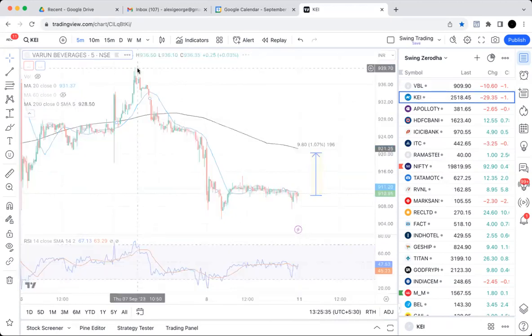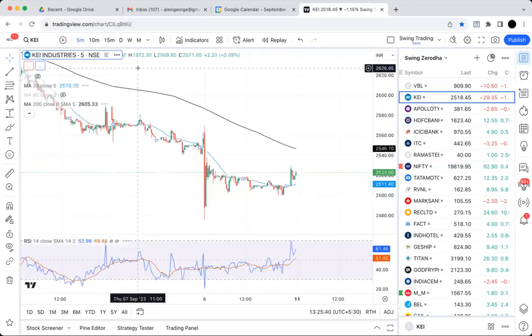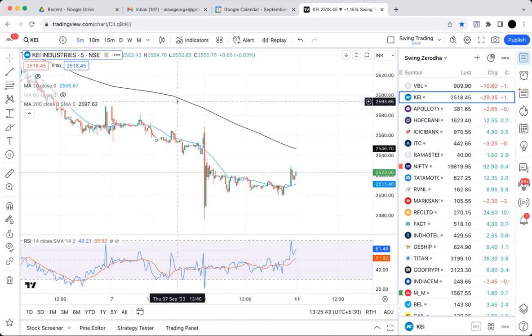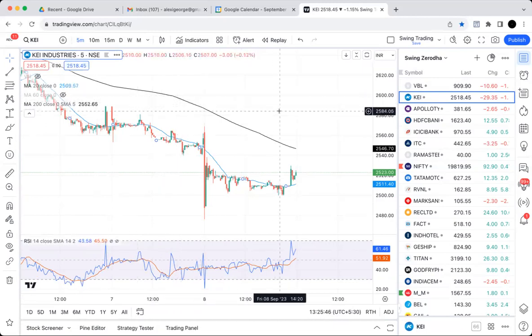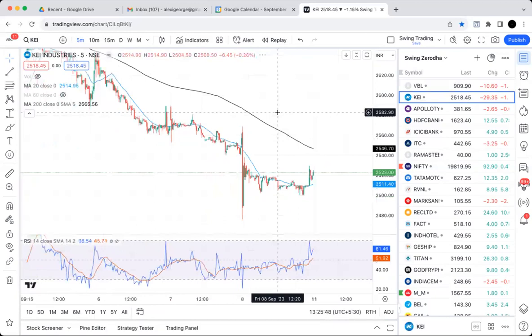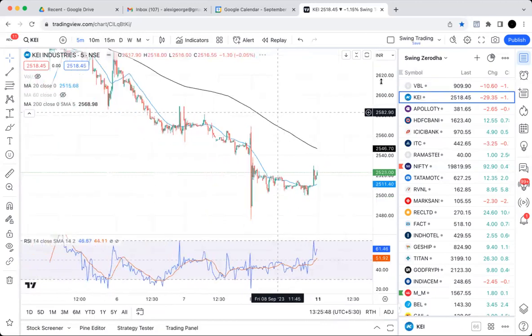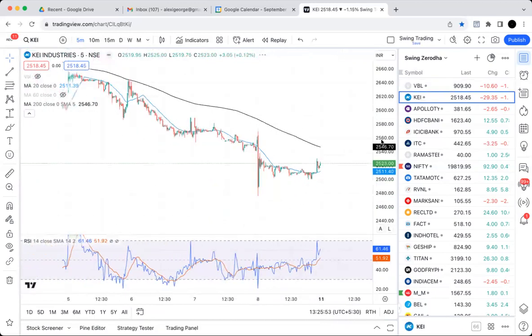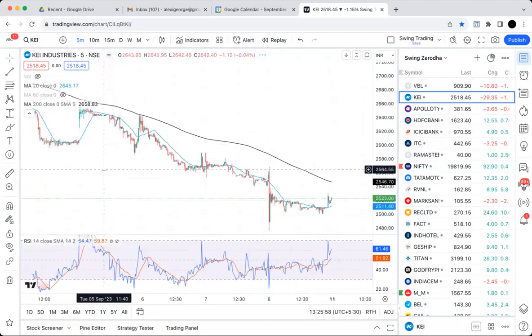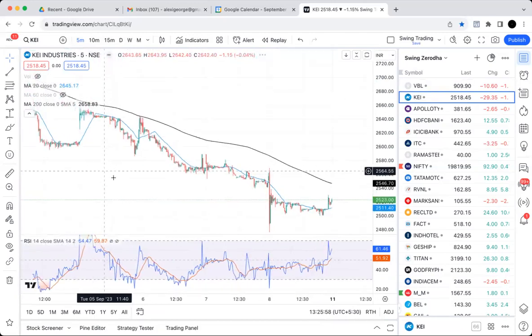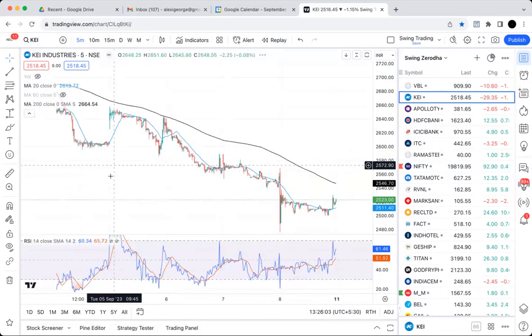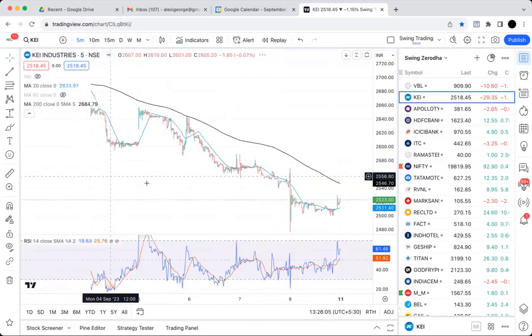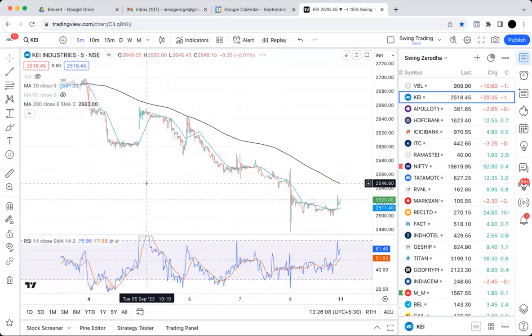Let's look at another example. All right, KEI. We had looked at this one previously. Now with KEI, what you need to realize is that the 20 period, just like we said earlier, moves away from the 200, but then it comes back close to the 200. Now, in this case, it looks like the 20 period has been away from the 200 for quite some time. All right, it's been going down and it's been away from the 200 for quite some time. But what will happen down the road? It will come back up again.